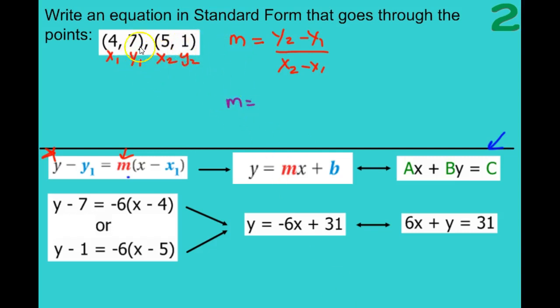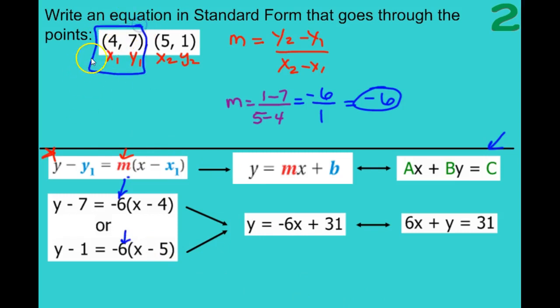So y2 minus y1, we have 1 minus 7. And x2 minus x1, we have 5 minus 4. So 1 minus 7 gives us a negative 6. 5 minus 4 is 1. So 6 divided by 1 is still 6, but there's more negatives. So our slope is negative 6. And that's exactly what they have here in our point-slope form. They already plugged it in. And we can use either of our points.